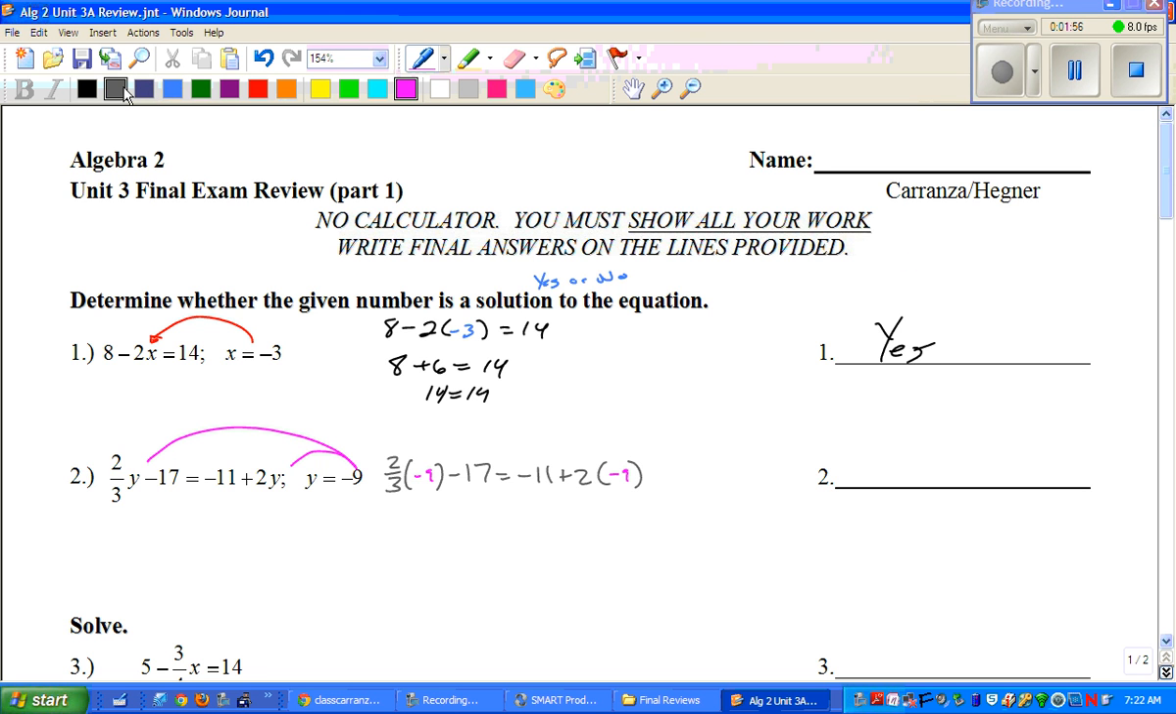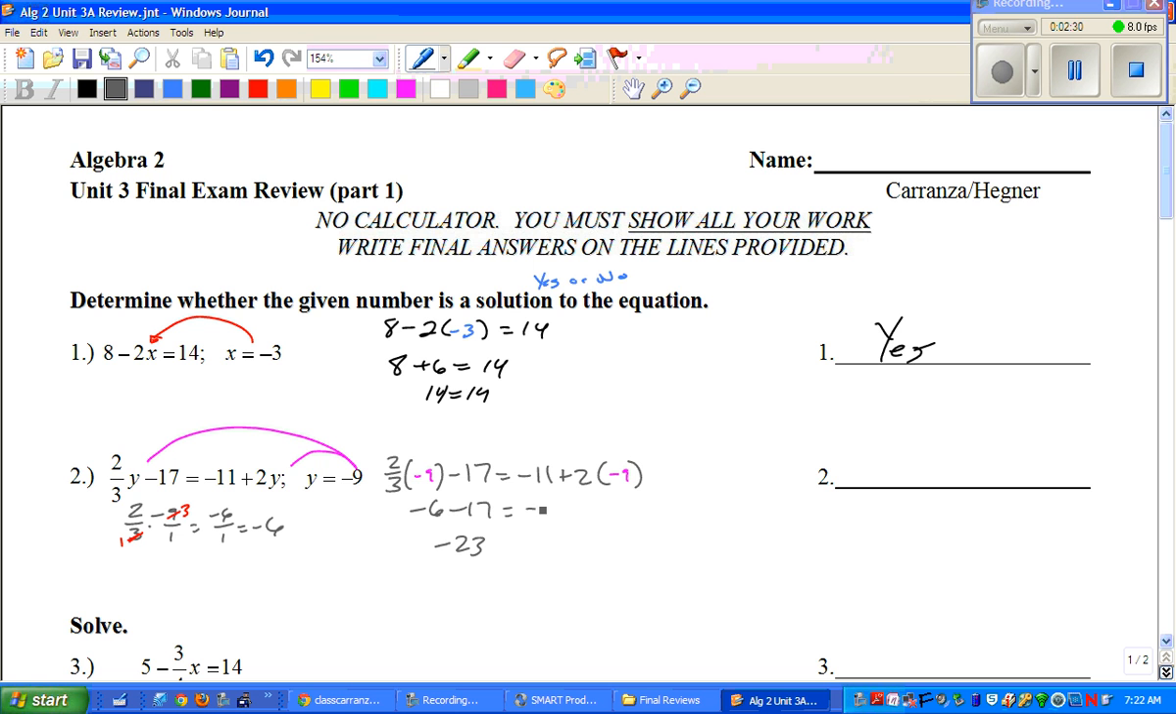Now, off to the side, if you need to do 2/3 times -9/1, do it. Okay? Because we can do the kitty corner reducing, divide each of those by 3. You get -6/1, which is -6. So, 2/3 times -9 we just talked about was -6. -6 minus 17 is -23.